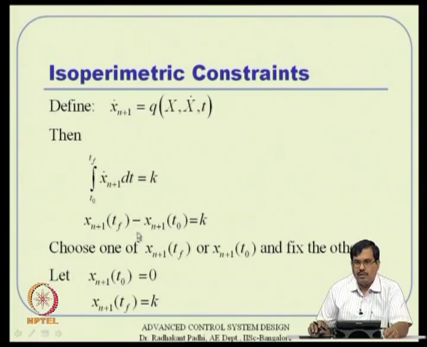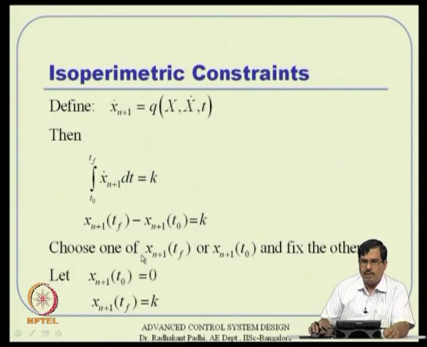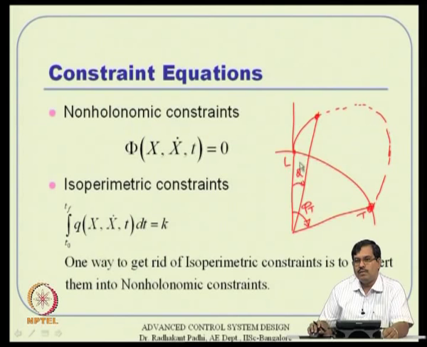Now, remember this is the difference between the variable values at tf and t 0. So, if I choose one of them, then I can fix the other one. For example, if I choose t 0 equal to 0, then tf has to be k. Going back to that example, phi of 0 is 0 here because that is the reference line anyway. So, I can choose that, and the final difference is nothing but the total range angle that I am looking at.